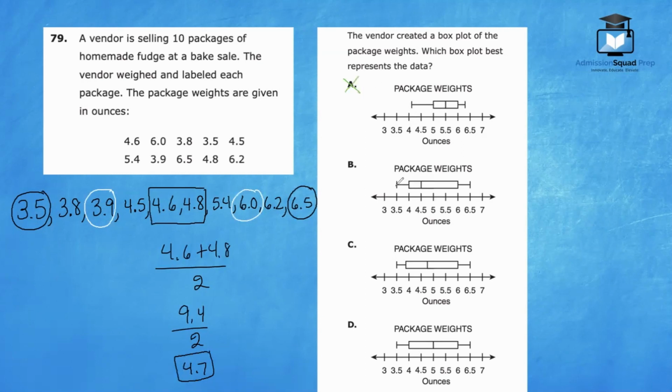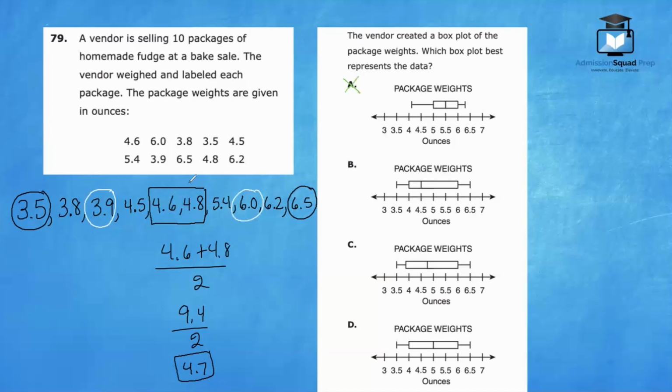This vertical line right here is positioned at 3.5, so B is a potential answer. C is also a potential answer because the first vertical line is right at 3.5, and D is also a potential answer. So far, we were able to eliminate choice A. Since the biggest number is 6.5, we're looking for the vertical line all the way to the right to be right at 6.5. So B looks accurate, so does C, and so does D.